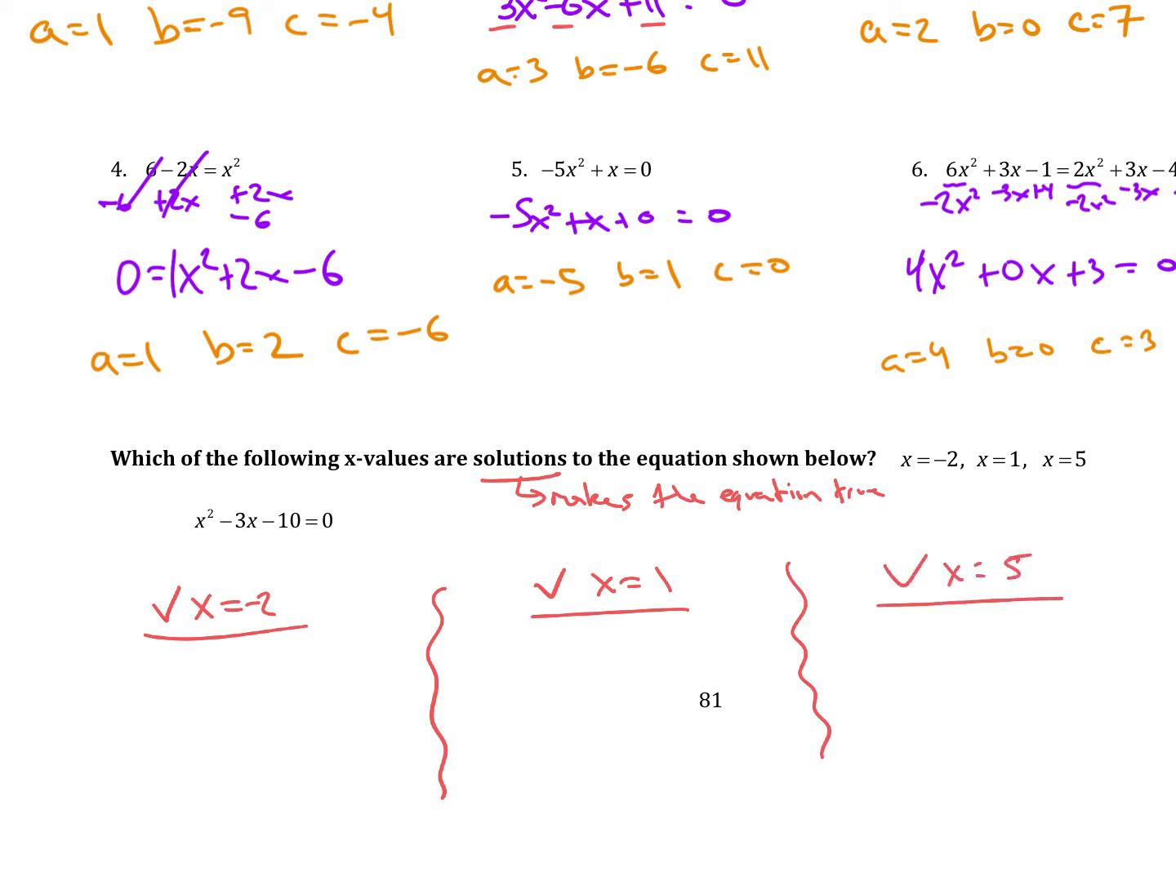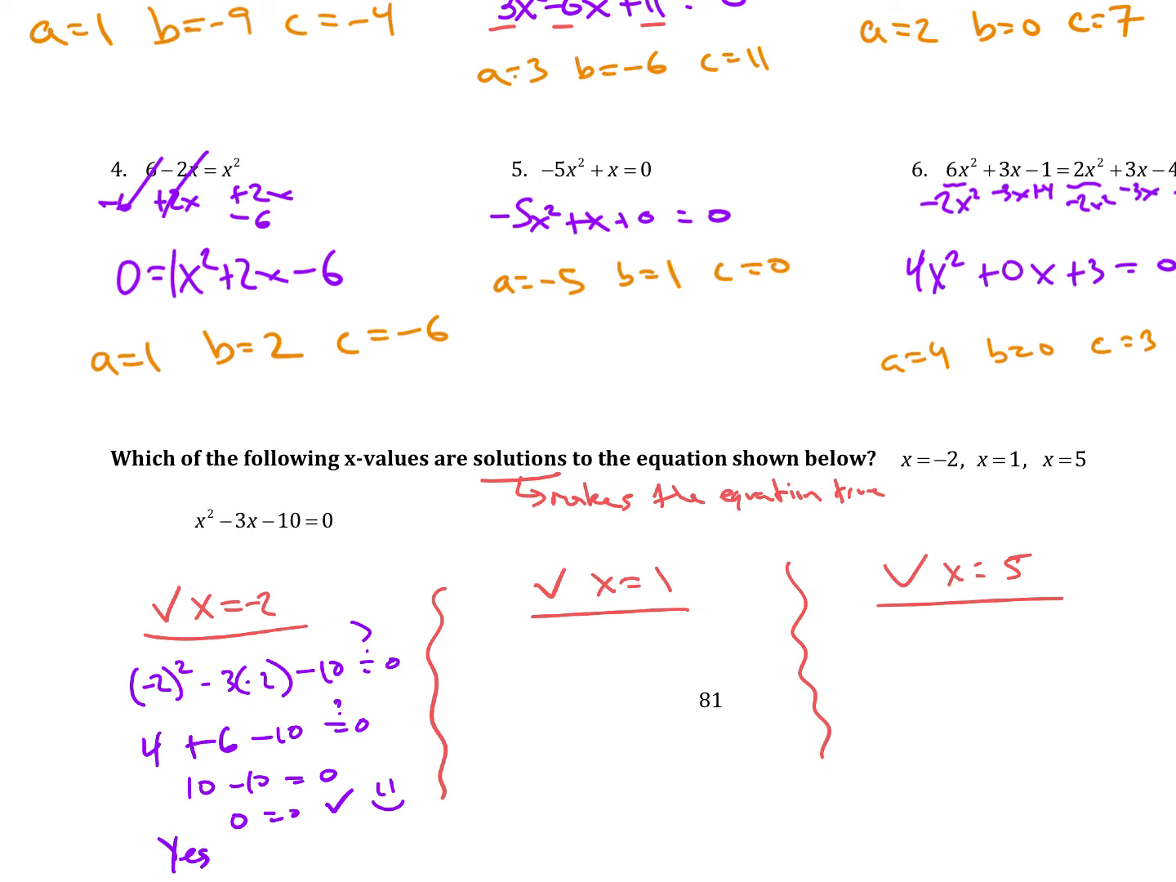So I'll do the first one with you, and then you guys are going to try the next one. To check the answer, we just plug it in. So I'm going to go negative 2 squared minus 3 times negative 2 minus 10. Does that equal 0? Notice I used parentheses. Negative 2 squared is positive 4. Negative 3 times negative 2 is positive 6 minus 10. Does that equal 0? 10 minus 10 equals 0. Yay. Smiley face. So the answer here is yes. X equals negative 2 is a solution.